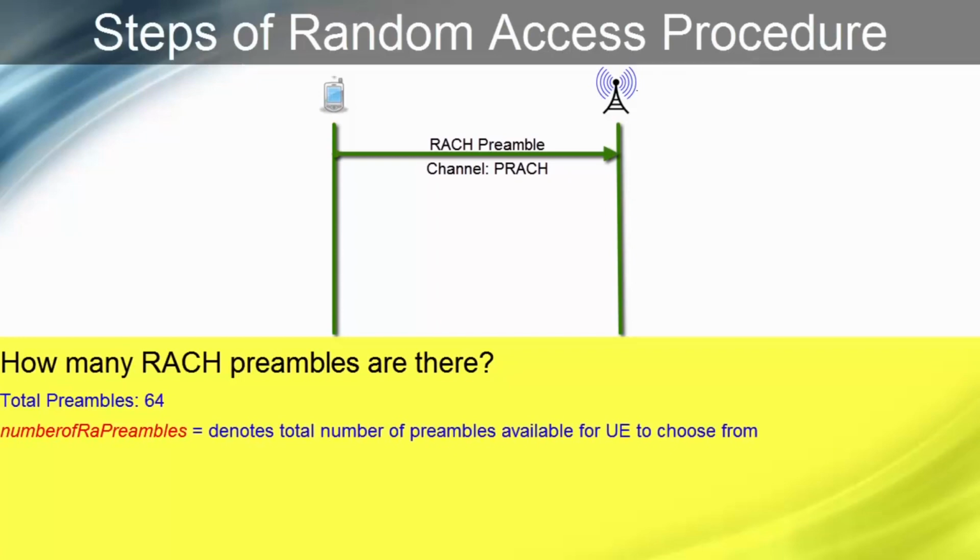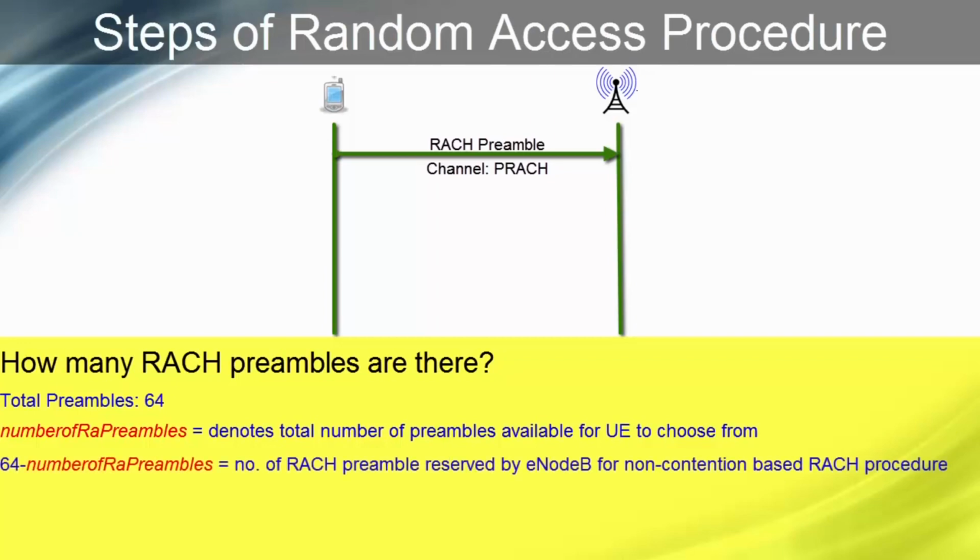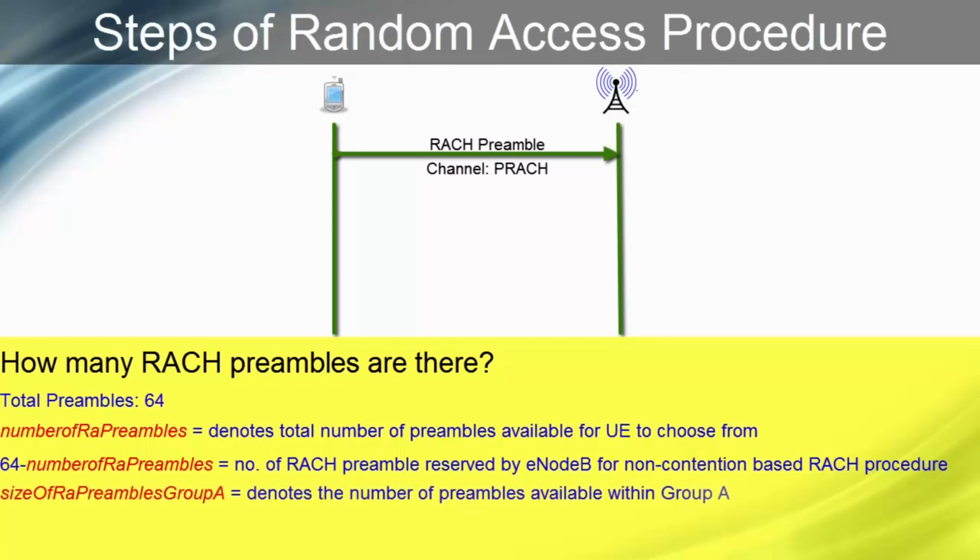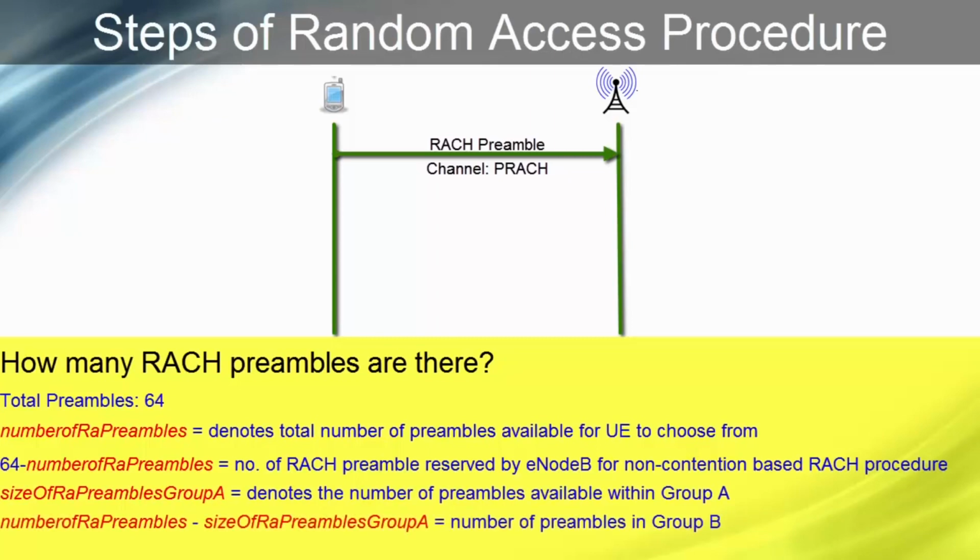SIB2 parameter number of RA preambles denotes the total number of preambles available for UE to choose from. So, the number of RACH preambles reserved by eNodeB for the non-contention based RACH process is 64 minus number of RA preambles. Preambles available to UE are divided into 2 groups, Group A and Group B. Parameter size of RA preambles Group A denotes the number of preambles available within Group A. Remaining preambles belong to Group B, so the number of preambles in Group B will be number of RA preambles minus size of RA preambles Group A.